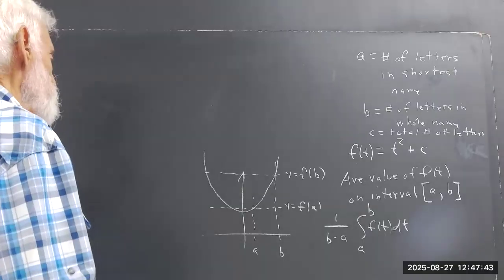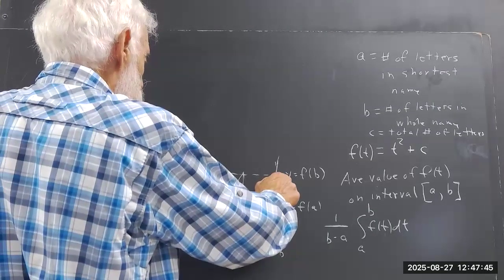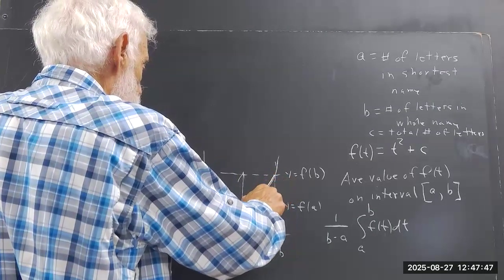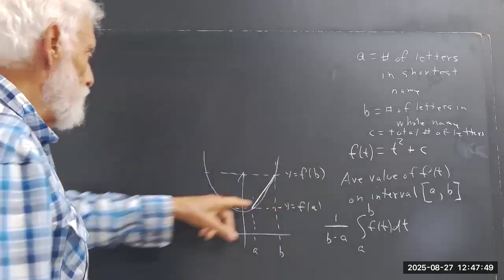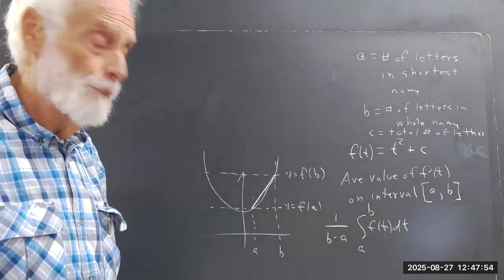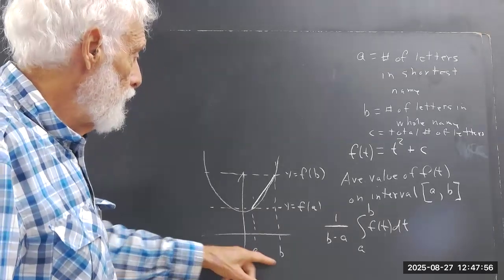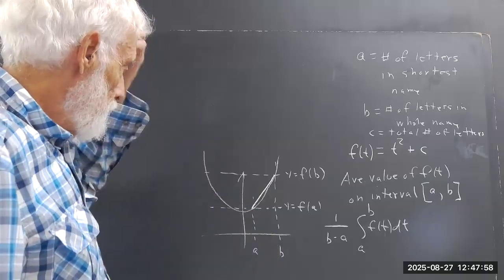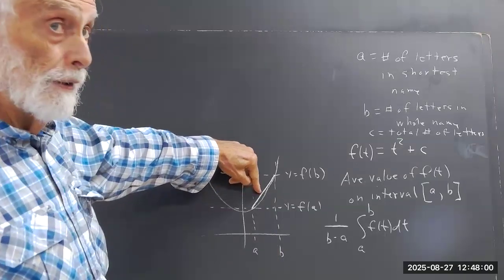Now, if I draw a straight line from here to here, it comes out a little higher than that curve, doesn't it? But in terms of A, B, f of A, and f of B, can you tell me what the area of that thing is?